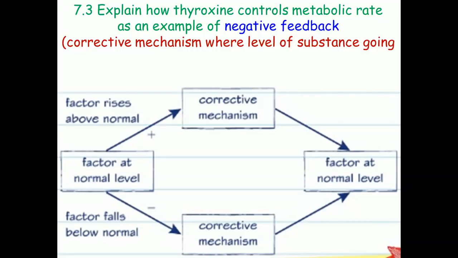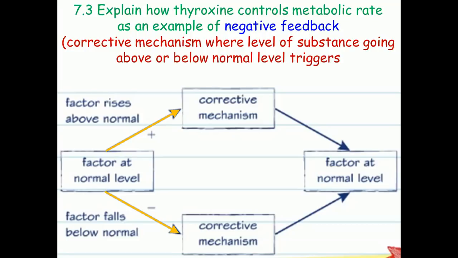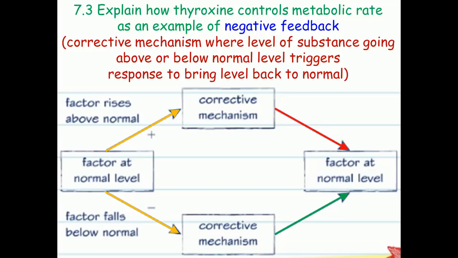Explain how thyroxine controls metabolic rate as an example of negative feedback. Negative feedback is a corrective mechanism where the level of a substance going above or below the normal level triggers a response to bring the level back to normal.